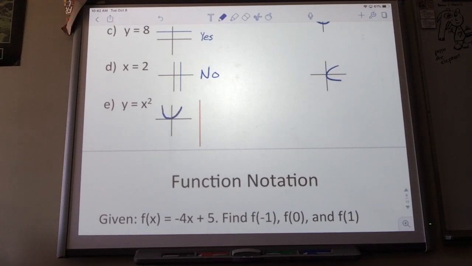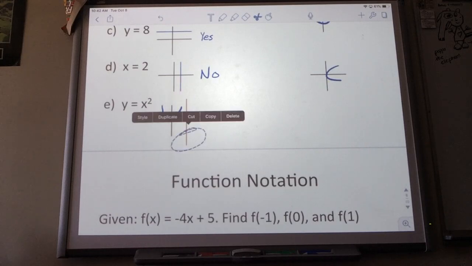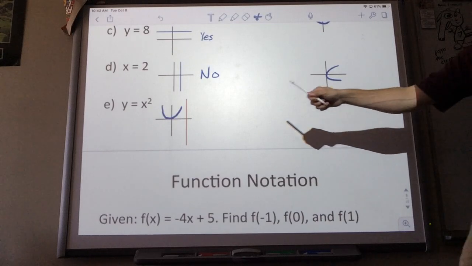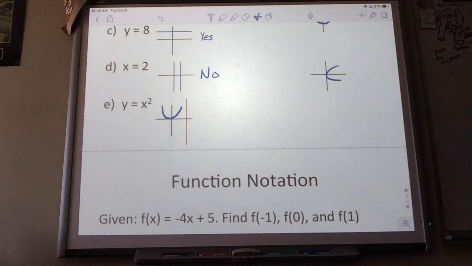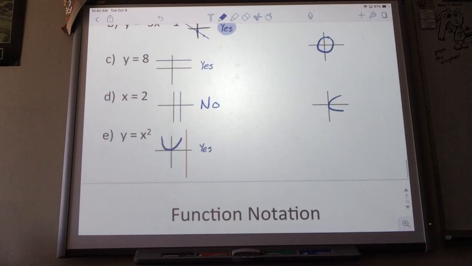Okay? If I drag my vertical line across that, is there any point where it crosses more than once? No. I didn't draw it perfectly, but it does not go vertical at any point. So it continues to slant out this way and continues to slant out this way forever. So it never does. So that is a function. Yes.